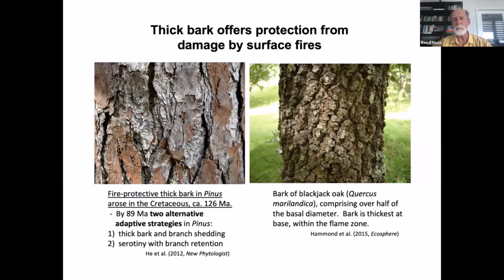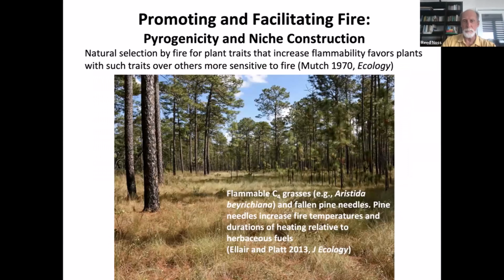But it's not just pines. Oaks, many species of oaks, some hickories, a few other trees also have thick fire adaptive bark. Blackjack oak, as shown here, the bark near the base actually comprises more than half of the basal diameter. It then thins out as you go up the tree because you don't need to have thick bark above the typical flame zone. So very interesting adaptation.